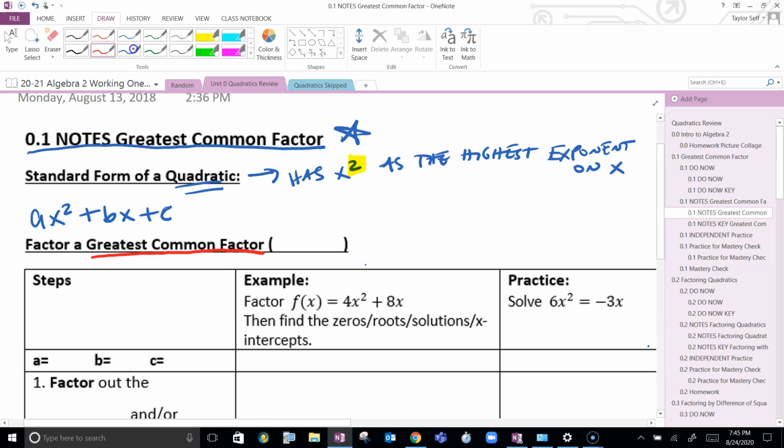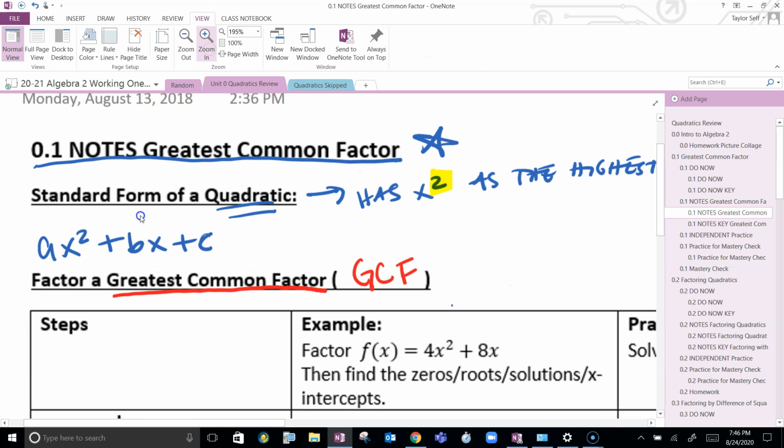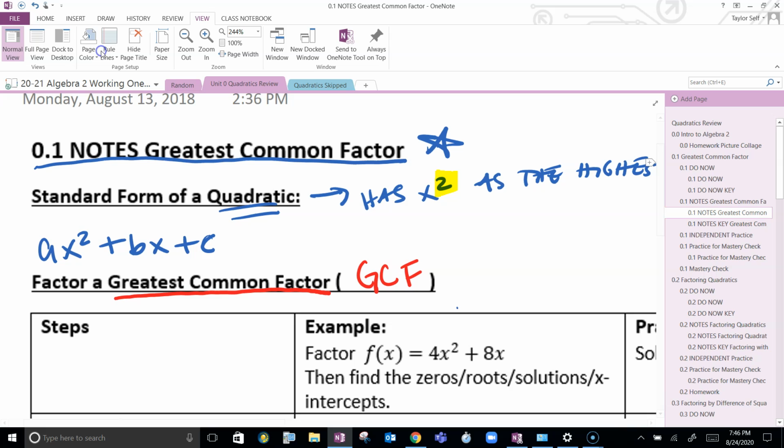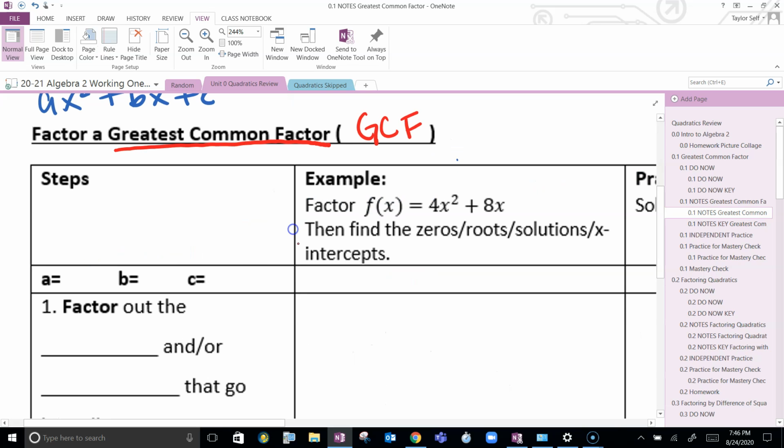So make sure you write this down. Factor a greatest common factor, and we will start calling the greatest common factor the GCF, because it's just faster to call it that. We will be factoring out a GCF today, and here's your first example. Make sure you write this example down all the way. Factor f of x equals 4x squared plus 8x.